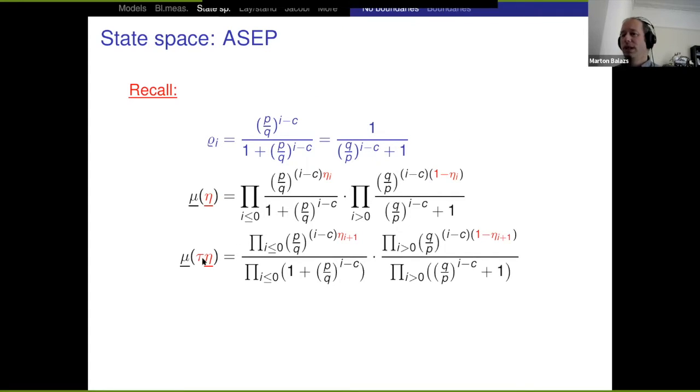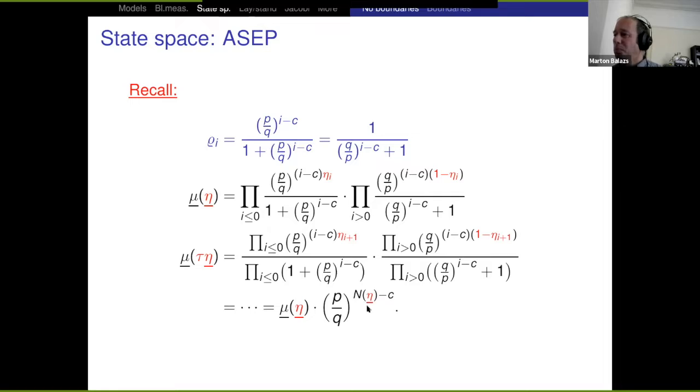And then you can also write what the shifted state has for this probability. So shift this state and look at mu of that shifted state. All you have to do is change the i index to i plus 1. And then here comes a few lines of algebra, which I'm not going to show you due to lack of time. But with a few lines of algebra, changing this i plus 1 back into a new variable j, you end up with the following identity. Mu of tau eta is the same as mu of eta, except for a factor that includes the conserved quantity.